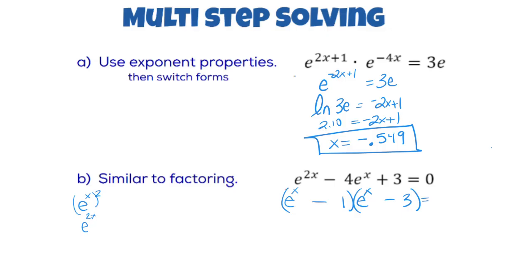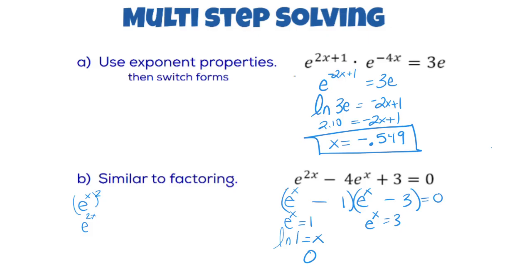Now you set them each equal to 0. So e to the x minus 1 equals 0, so it equals 1. And now I would have to switch forms. This is natural log of 1 equals x. Oh man, I bet you could do that in your head. What is the natural log of 1? E to what power is 1? 0.